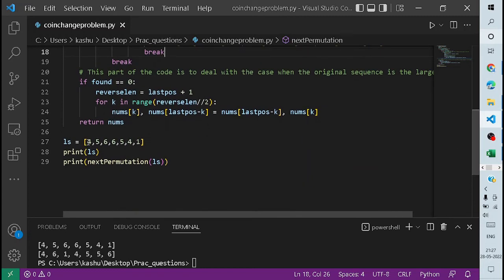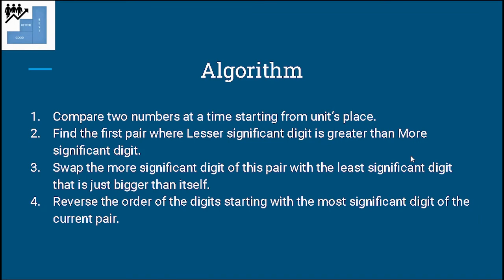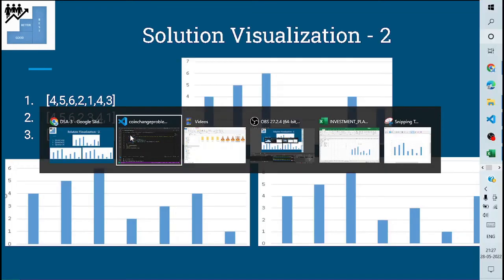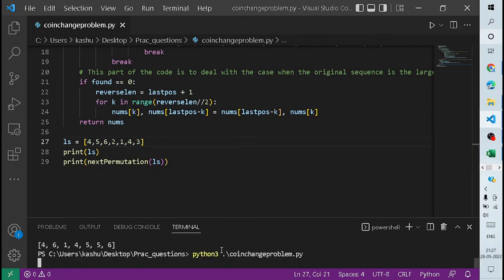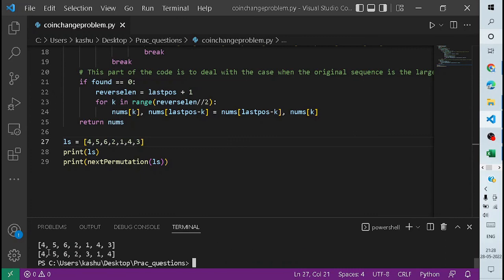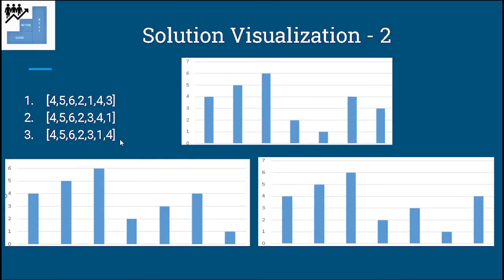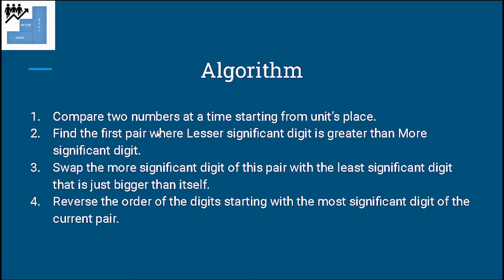And let's say I have this particular array as input, or I will give the input which we have seen in this, so 4562143, and let's execute this, and we get 4562314. So this completes our solution.